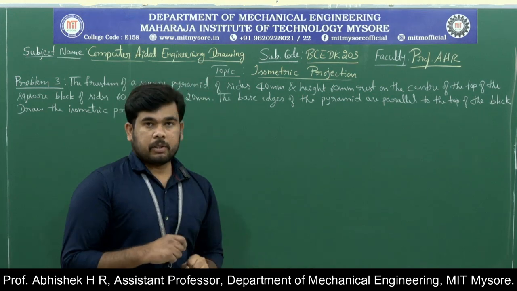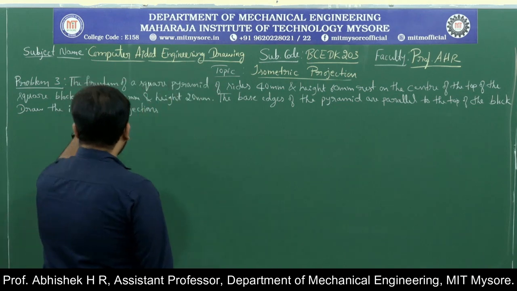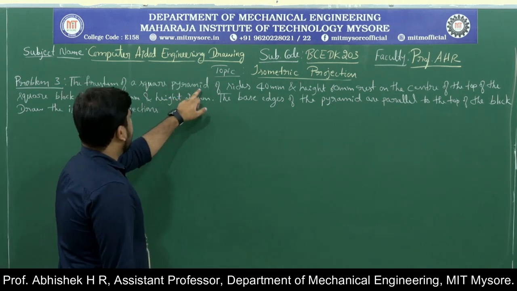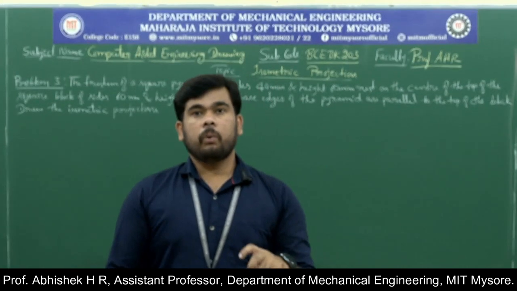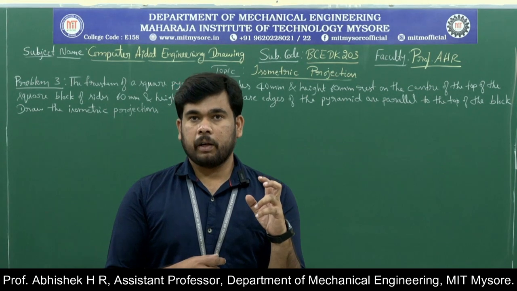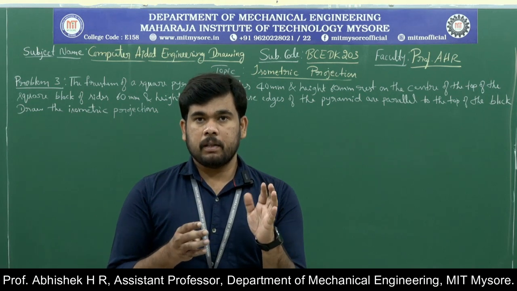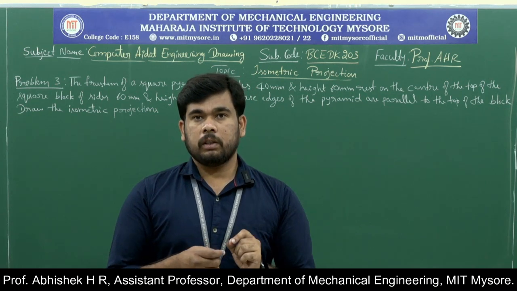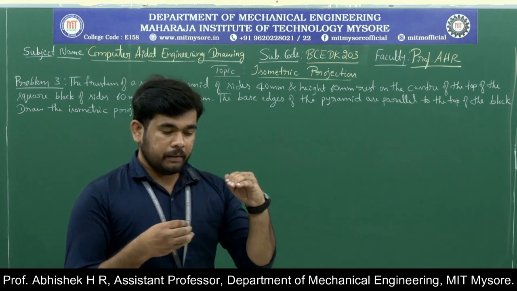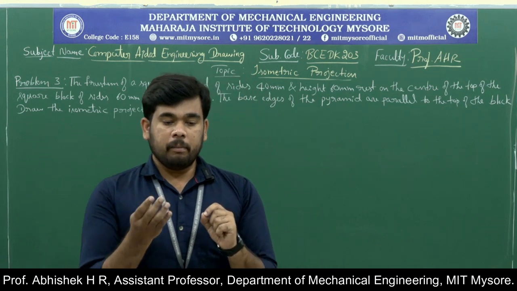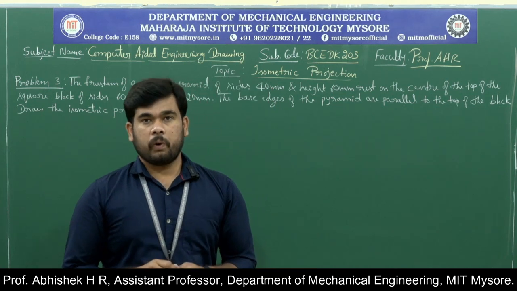As I said in the previous session, we need to be very conscious about the problem statement. See here, the frustum of a square pyramid. First of all, we need to imagine how a square pyramid will look. If we are able to imagine that square pyramid, it is very easy to draw the frustum of the pyramid. Always when we say the word frustum, it will be like a cut off section of the top side of the square pyramid.